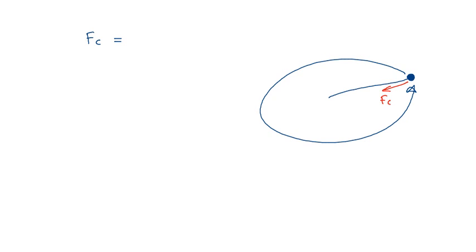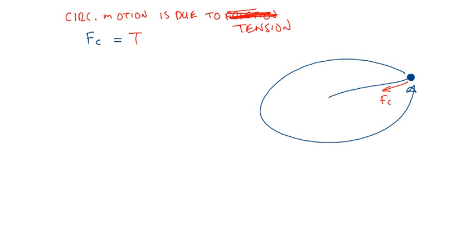So the circular motion is due to, not friction, I'm sorry, tension. So we would write F sub C equals T.